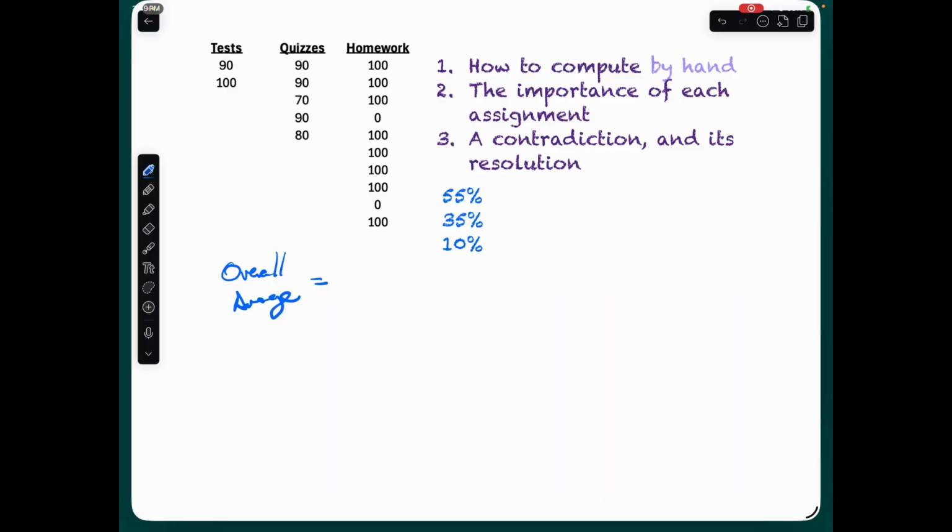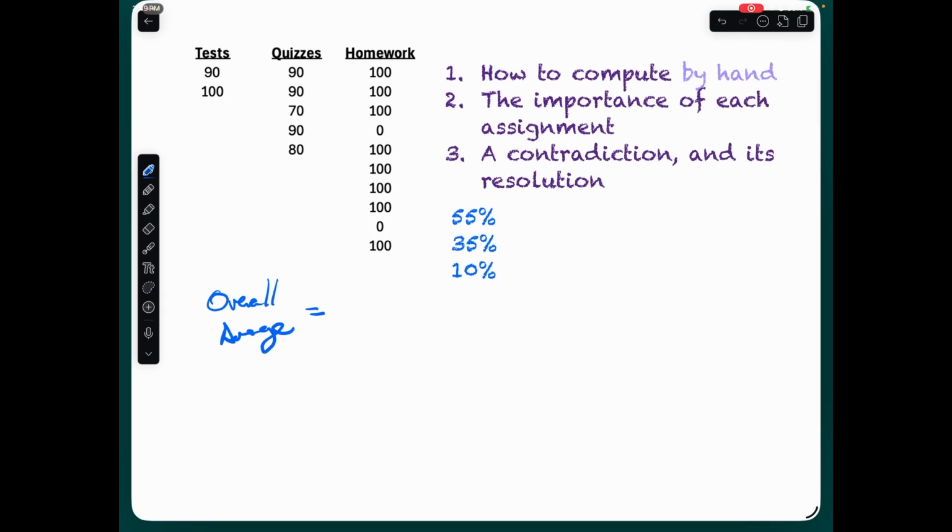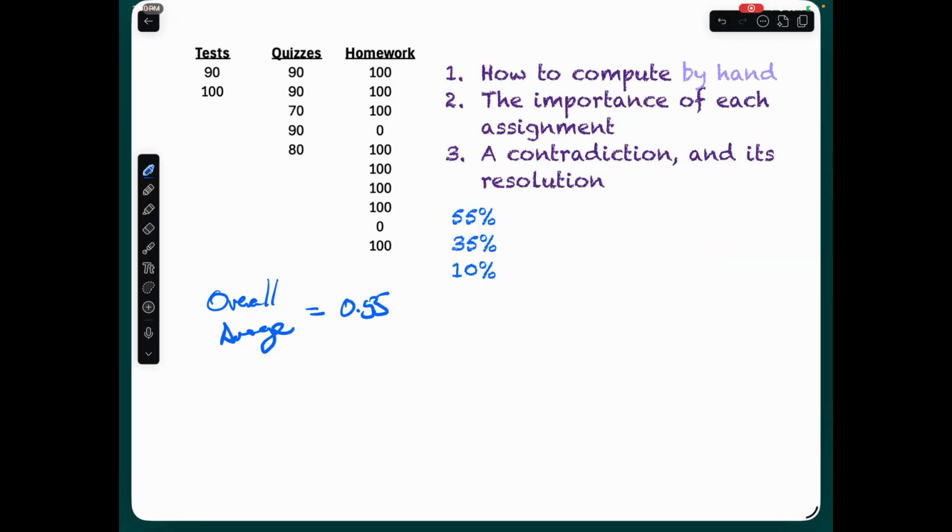So I've got some data here that I just sort of made up. 2 tests, 5 quizzes, and 10 homework assignments. To calculate the overall average, I'm going to multiply the weight of the test average, 0.55. Remember, 55%, 0.55 are the same thing. 0.55 times the test average, plus 35% of the quiz average, plus 10% times the homework average.